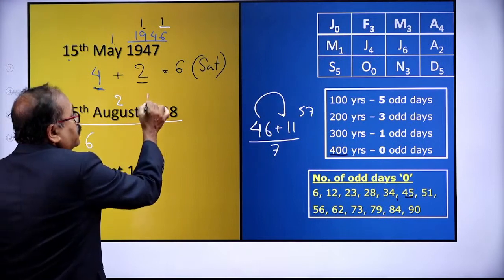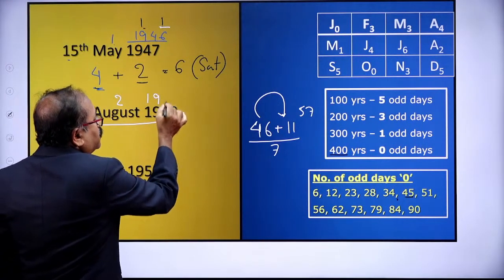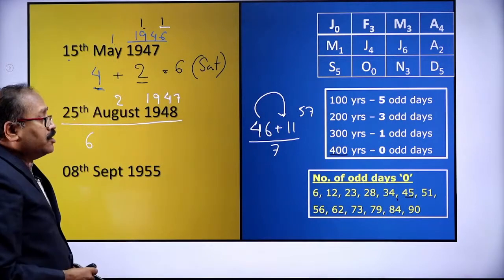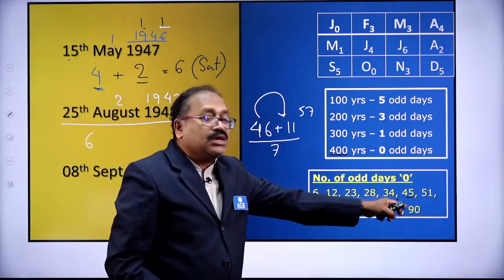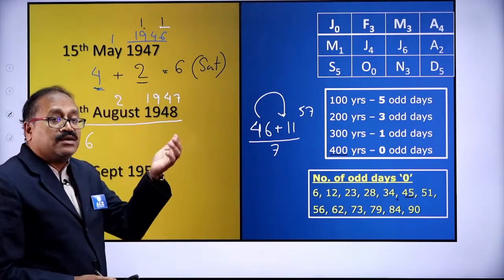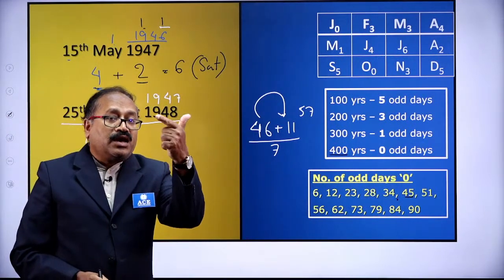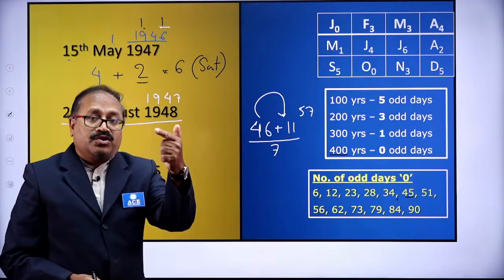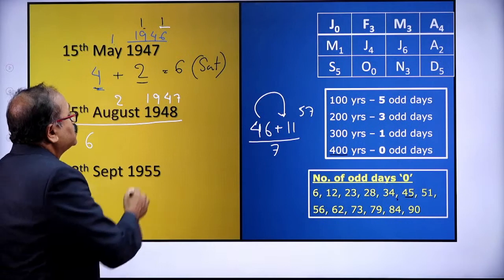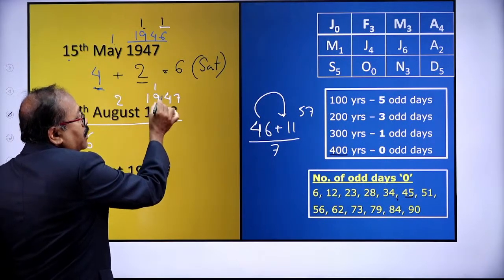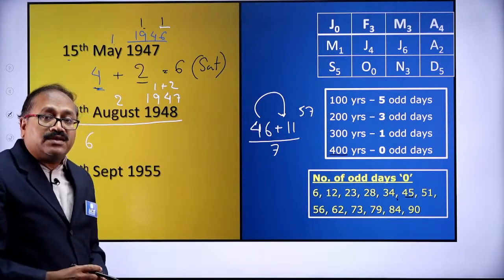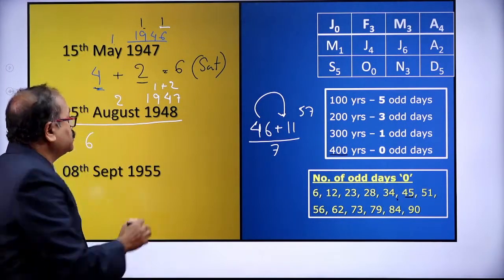Here you need to find out the odd days for 1947. And you know the 45 is a 0 odd day. Then what is that? Next 46 and 47, 2 years, 2 odd days. So you can simply add here 1 odd day for 1900 and here 2 odd days for 47 years. So 2 plus 1 is 3.